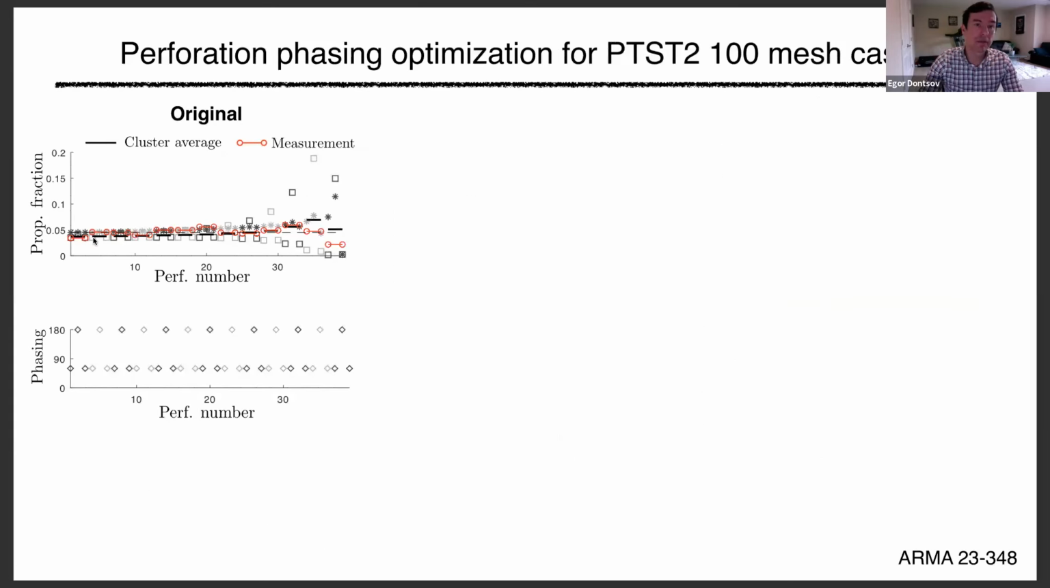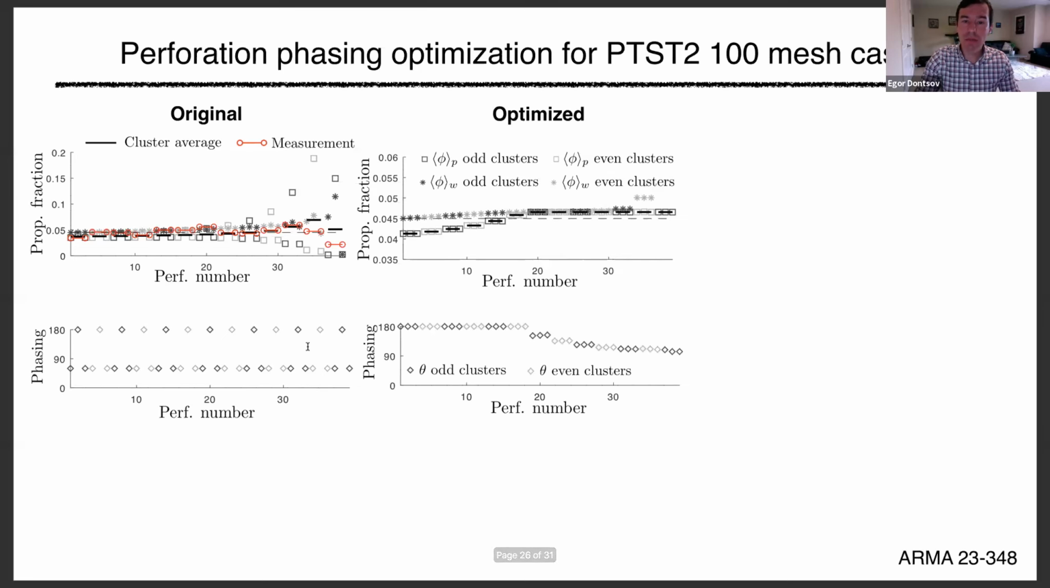Now we consider the field case I showed before, I think it was PTST2. The original phasing went from 60 to 180, and I can flip it to go from 0 to 180 for the sake of the plot. If you do the optimization of phasing in the following way, you start from the bottom, because that's where you get the maximum proppant concentration, and then you gradually transition all the way to the side at about 110 degrees. Then the proppant fraction entering each hole or cluster, according to the model, is going to be much more uniform compared to the original.